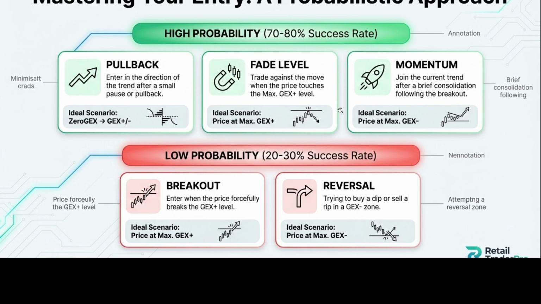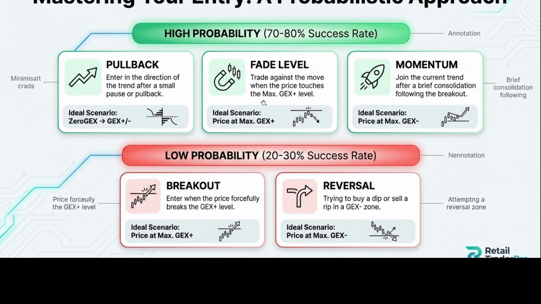Now, how do you master your entry? This is a probabilistic approach. High probability, I state 70 to 80% success rate. Here, if you are going from 0 gamma to the max GEX positive level, enter on a pullback when price crosses the zero GEX level and take a long position.